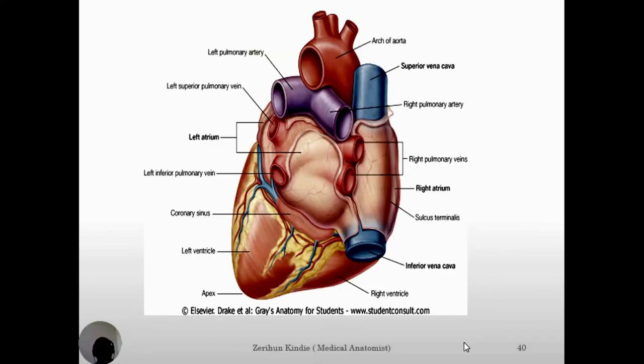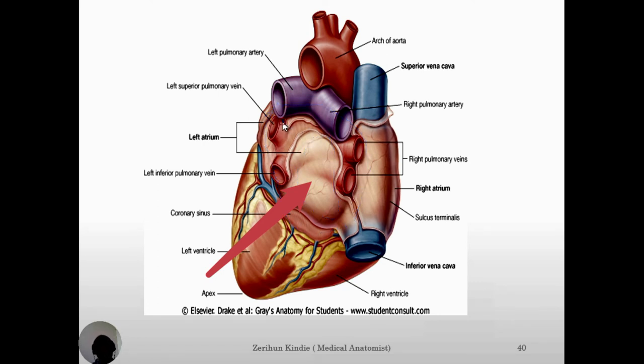Look, this is a picture. This is the apex. Opposite to the apex, you can get the base. This is the base. So this is the pericardial oblique pericardial sinus, the oblique pericardial sinus.